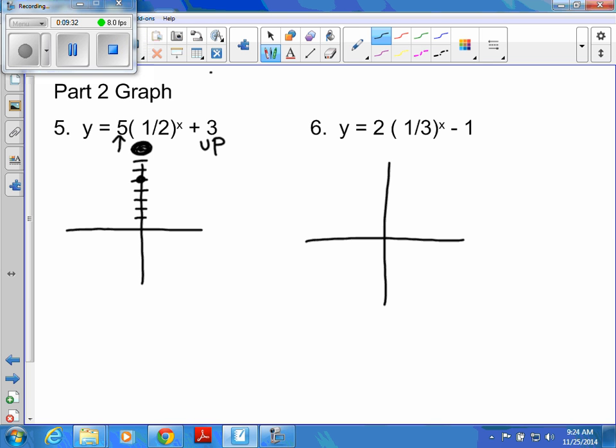My asymptote also has to get moved up. It used to be at 0, and I'm going to move it up 3 also. So here's my new asymptote. This needs to be put in on the test. You have to have an asymptote on the test. Since 1/2 is less than 1, my graph is going to decrease. So this is what my graph is going to look like.